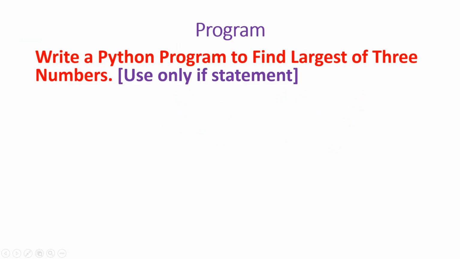Hello friends, we are going to write a Python program to find the largest of three numbers. For this we have to use only the if statement. We'll see the demo. I am declaring three variables and initializing them as 0. A equal to B equal to C equal to 0. So 0 will get assigned to C, B and A.